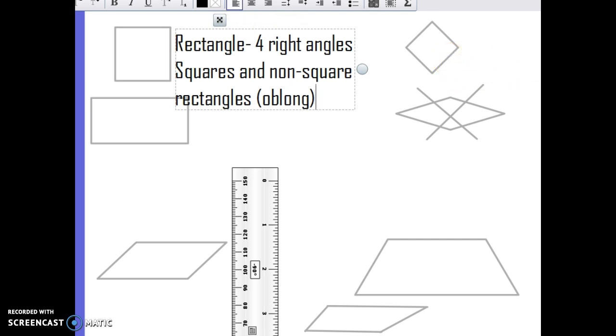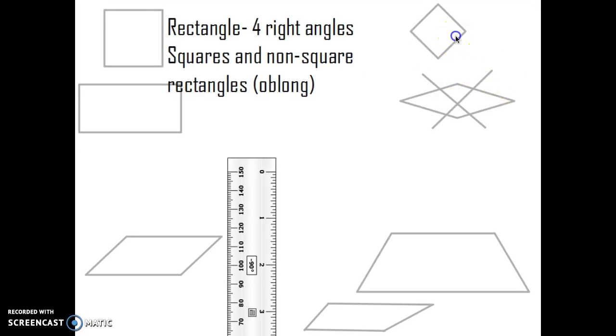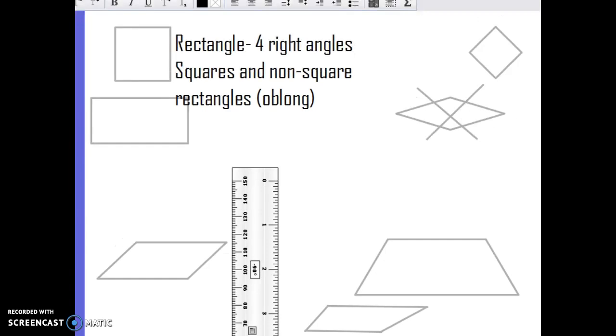Now, we also talked about the rhombus. That was the second term we learned this week. The rhombus is basically what we've always called a diamond. And the rhombus has 4 equal sides. So that is the defining attribute of the rhombus. So that means a square is not only a rectangle, it is also a rhombus.